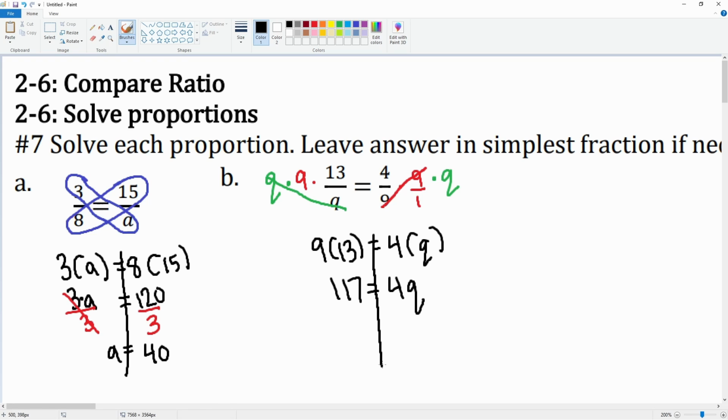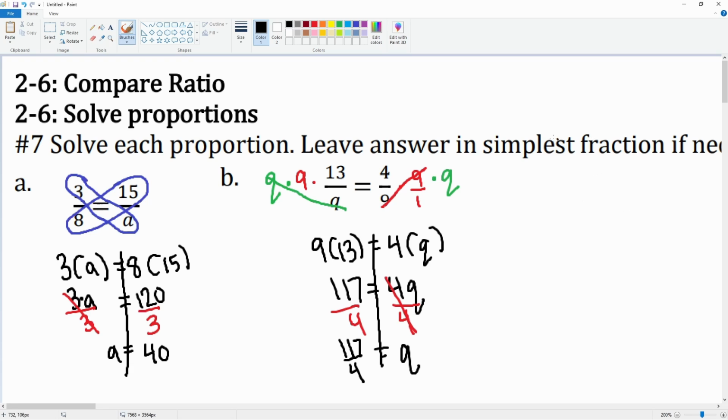Let me draw the line down the middle. The 4 is attached to the Q via multiplication, so we want to divide both sides by 4. The 4 on top and the 4 on the bottom cancel. This gets you just Q, and bring down the equal sign: 117 divided by 4. It's an improper fraction, so it's just 117 over 4. That's the traditional way of doing it.